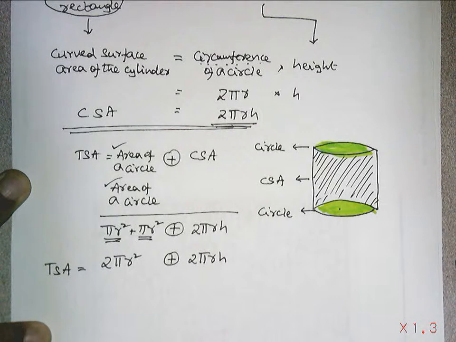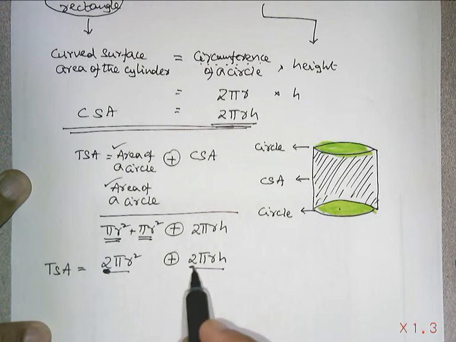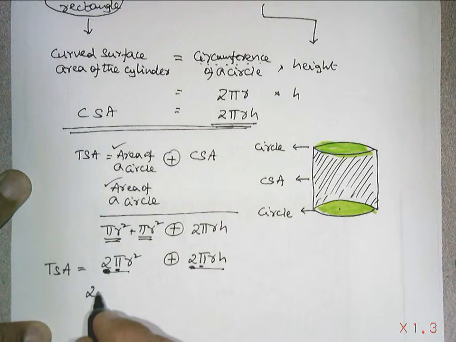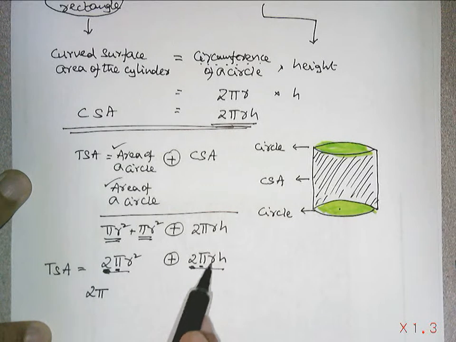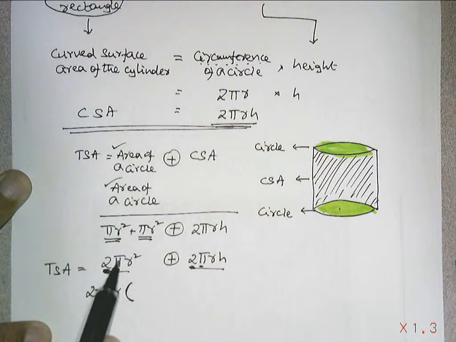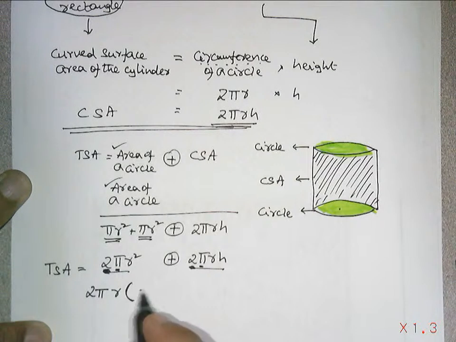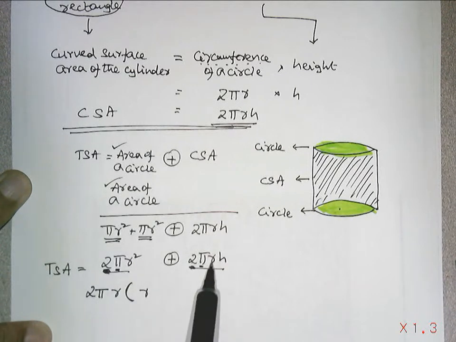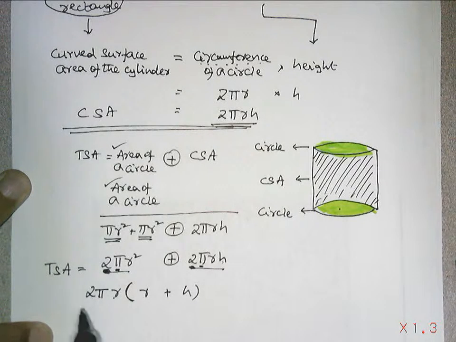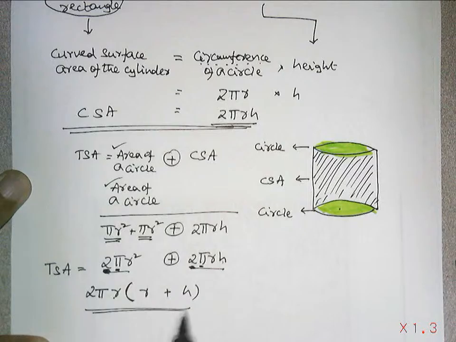Can you see something same in these two? Yeah, 2 is there, I can pull out as common. Pi is there, r square and r, I can pull r common. So 2 is taken as common, pi is taken as common. Out of r square, 1 r is taken, so you are left with 1 r. And 2 is taken as common, pi taken as common, radius is taken as common, so h is left. So TSA is equal to 2 pi r times (r plus h).